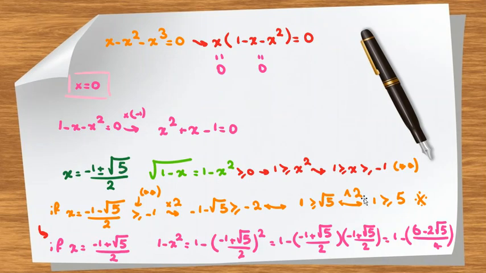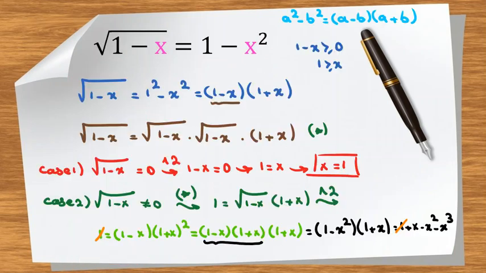So let's see how many answers we found. One answer this, its first answer, x equal to 0 second answer, and x equal to negative 1 plus root 5 over 2 third answer. We found 3 answers for this problem.